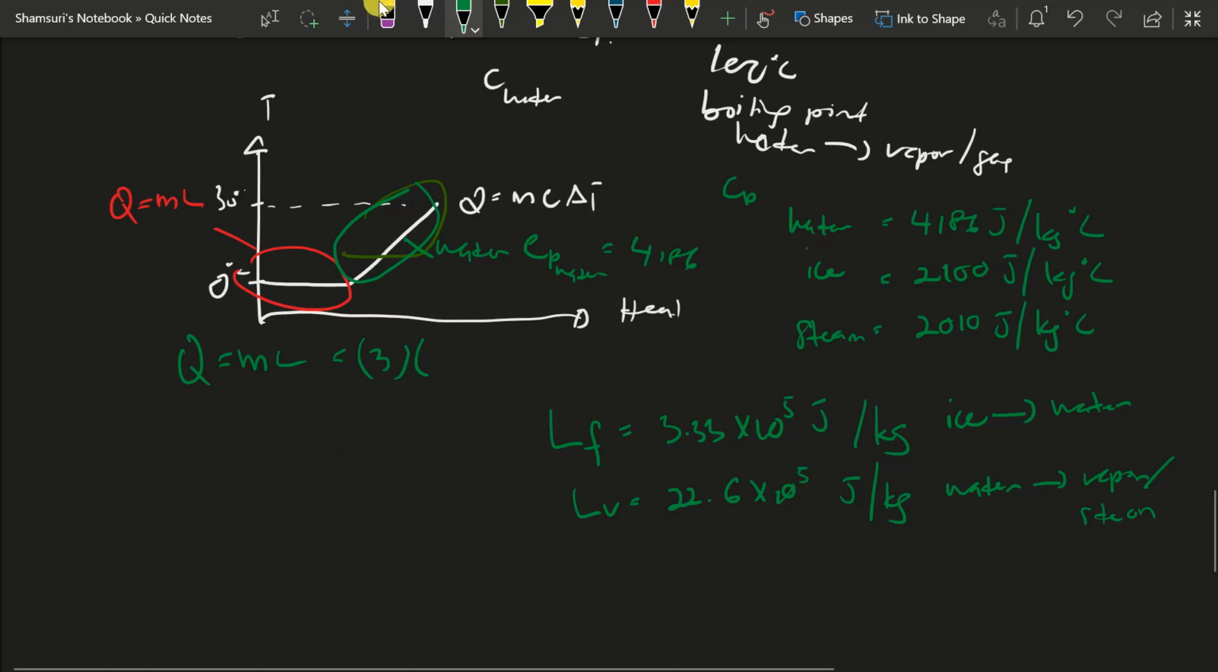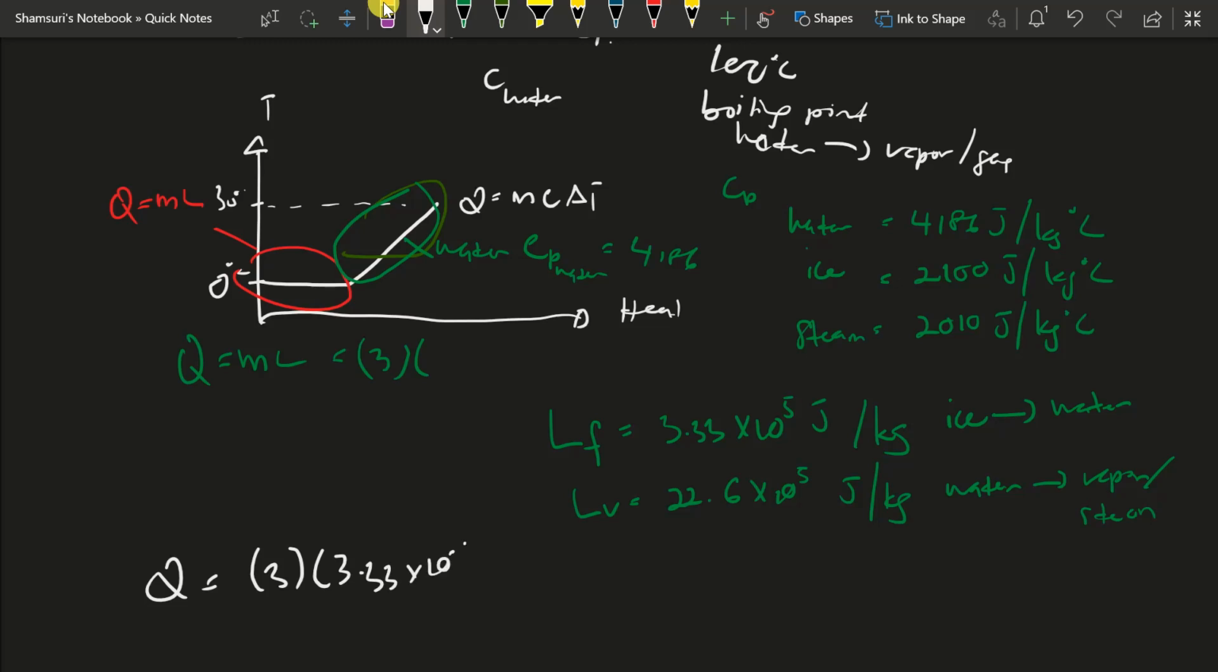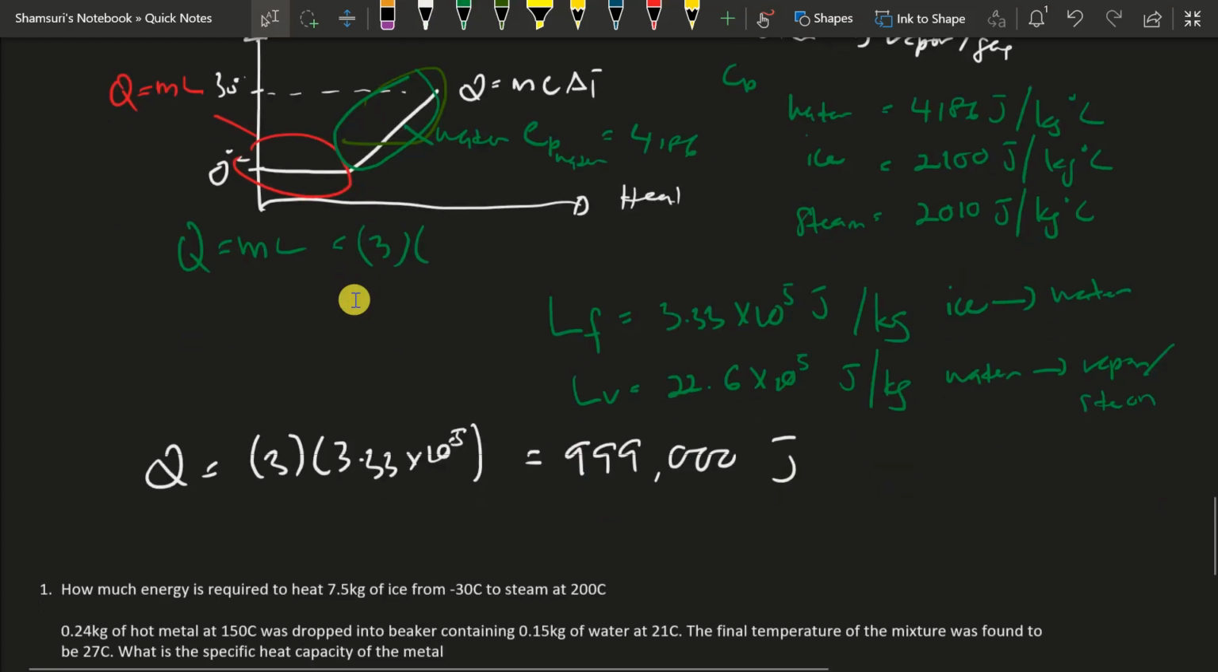So I can answer here. Q is mass 3 kilograms times Lf, 3.33 times 10 to the power 5, sorry, not minus 5. So we get the value of about 999,000 joules. Then the second stage.